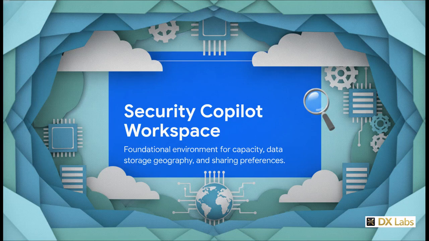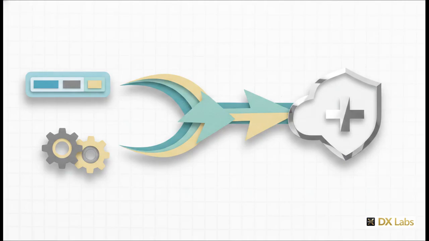So in official Microsoft technical terms, what exactly is a Security Copilot workspace? It's the foundational environment that configures capacity, resources, sets your data storage geography, and defines sharing preferences for team-specific operations. And why does this matter so much for cloud and AI security? Because this is literally the absolute foundation where you isolate your operational data and your compute power. Without a properly configured workspace, your security teams simply don't have an environment to operate within. It's that critical.